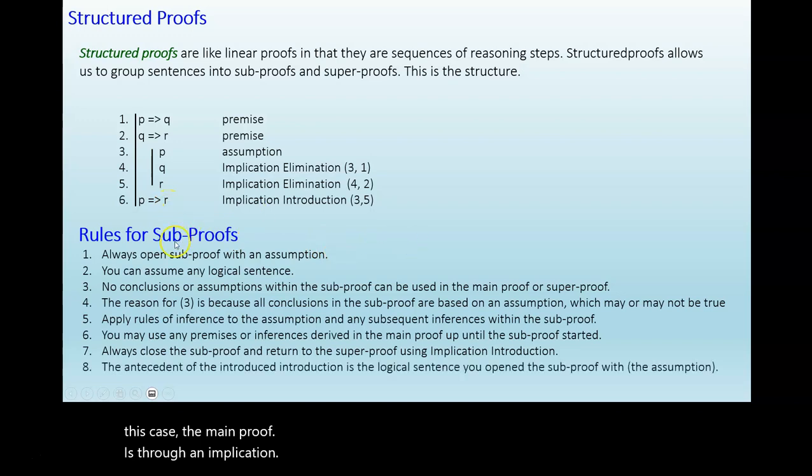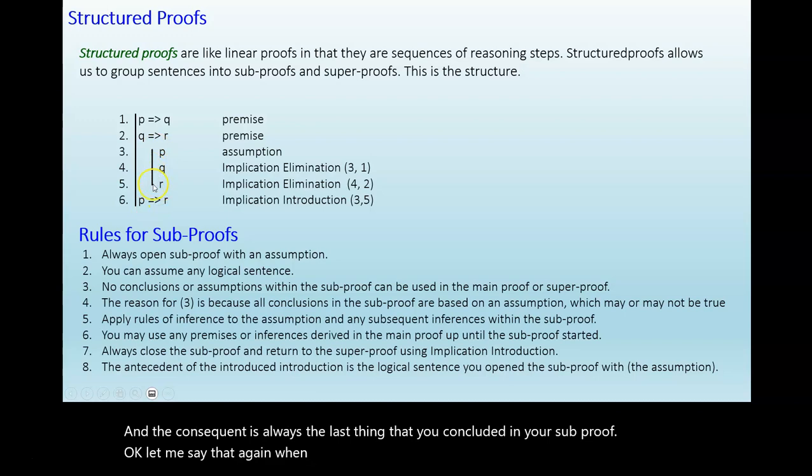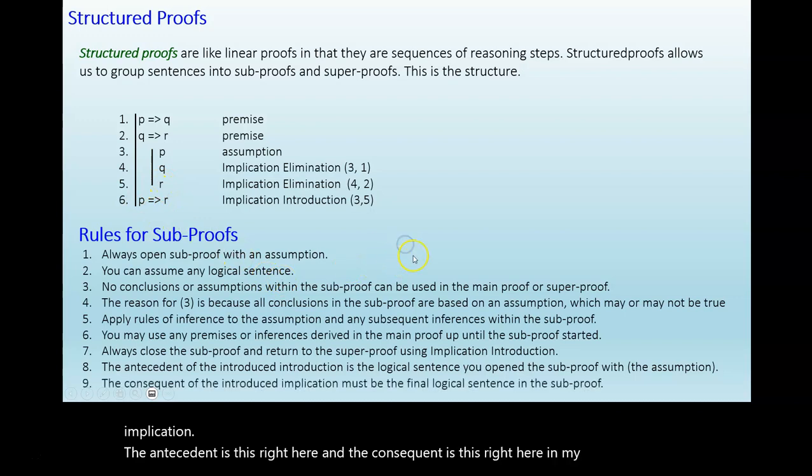The antecedent of the introduced implication is always the thing that you assumed, and the consequent is always the last thing that you concluded in your subproof. Okay, let me say that again. When you're finishing a subproof, you finish it always with an implication. The antecedent is this right here, and the consequent is this right here. In my case, P implies R.